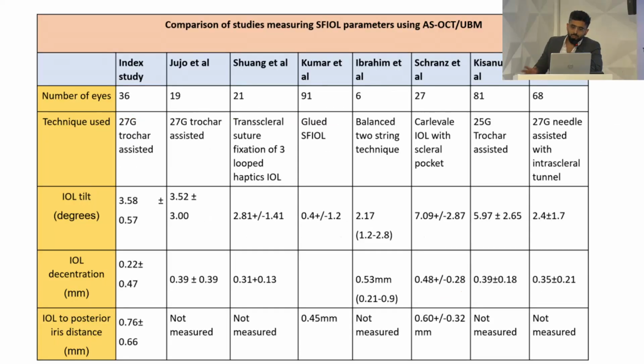This is just a review of literature. We tried to compare our study with other studies which have looked at the IOL metrics using AS-OCT or UBM. The IOL tilt was more or less comparable to what exists in the literature, but IOL decentration was significantly lesser using a smaller gauge vitrectomy and smaller gauge sclerotomies.